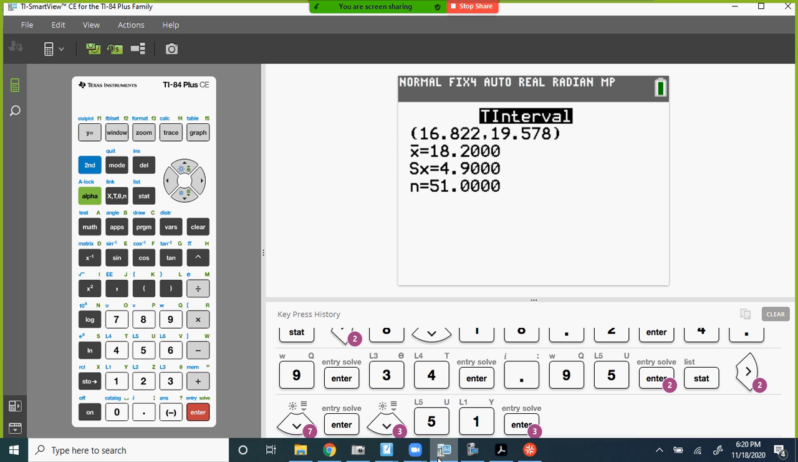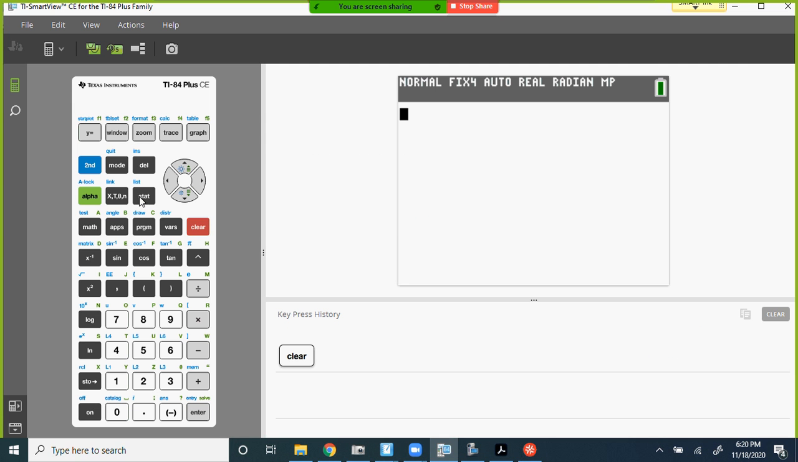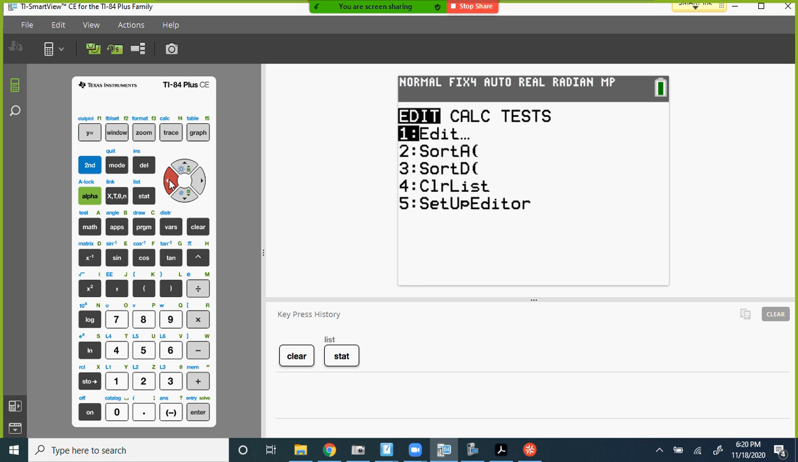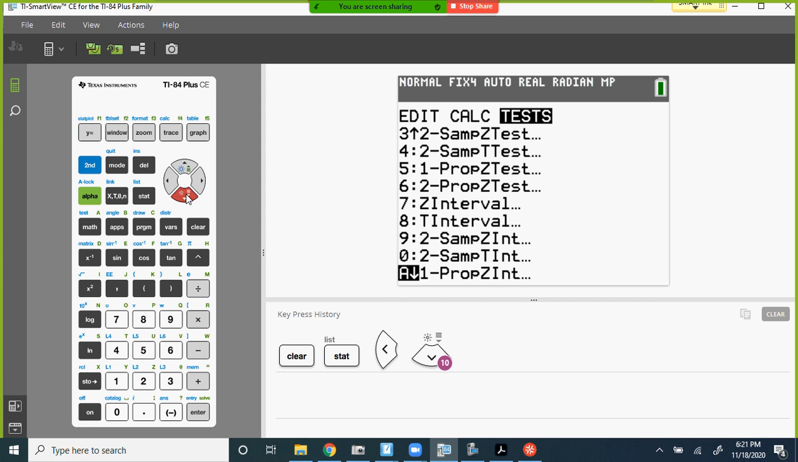In chapter 9, let me hit clear. Hit clear here. Stats. You can arrow to the left. It gets you to the tests because it wraps around. There's two that we talked about: T interval, which is 9.2's content, and a 1 proportional Z interval, the confidence interval. Now, you see number 7? What does it say? It's a Z interval, isn't it? Well, let's hit it. Let's see what it does.